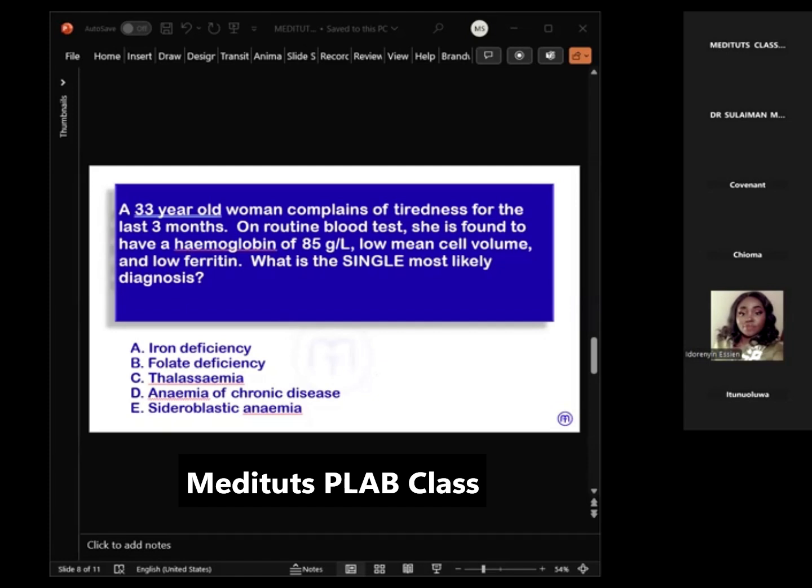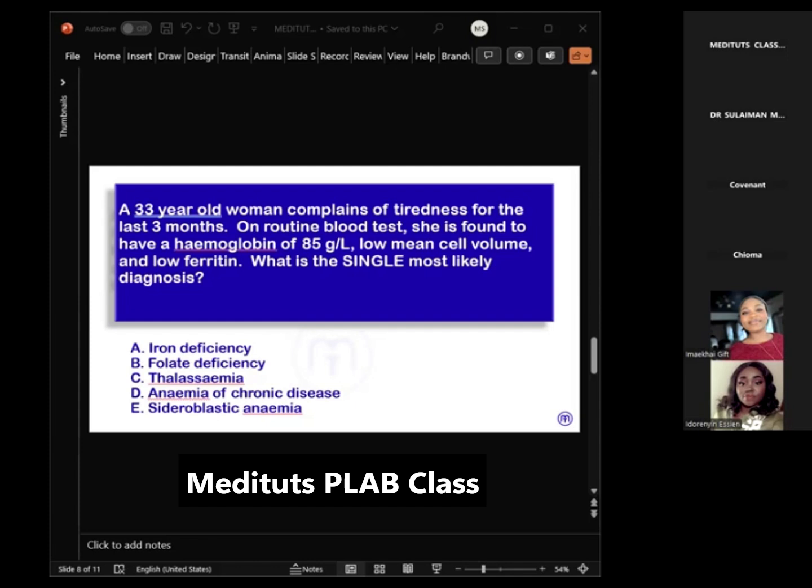Read the question. Okay, so a 33-year-old man complains of tiredness for the last 3 months. On routine blood test, she is found to have a hemoglobin of 85 gram per liter, low mean cell volume, and low ferritin. What is the single most likely diagnosis? A, iron deficiency, B, folate deficiency, C, thalassemia, D, anemia of chronic disease, E, sideroblastic anemia.